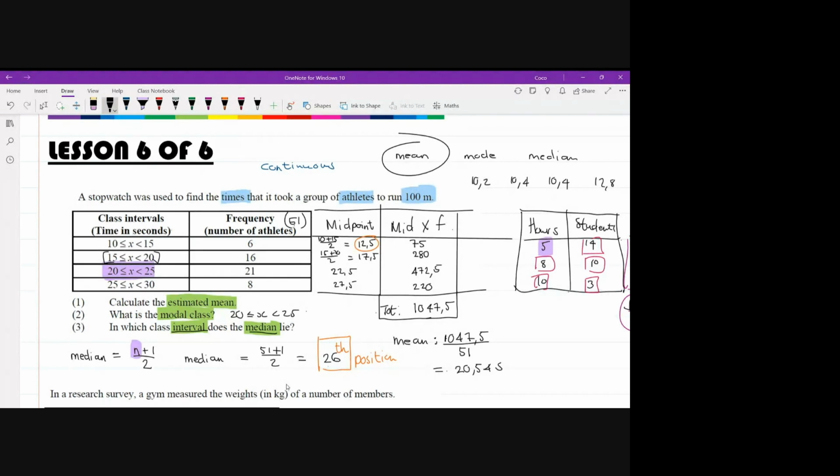Now, if we look at the next one, we know that the values that lie between 20 and 25, there will be 21 of those. So there'll be 21, 20-somethings, 21-somethings. So the numbers between 20 and 25 will be more than the numbers between 15 and 20, and that will be more than the numbers between 10 and 15, and that will also be more than the numbers between 25 and 30.